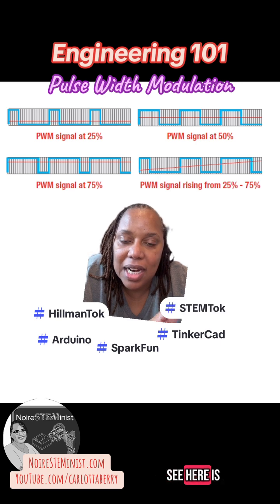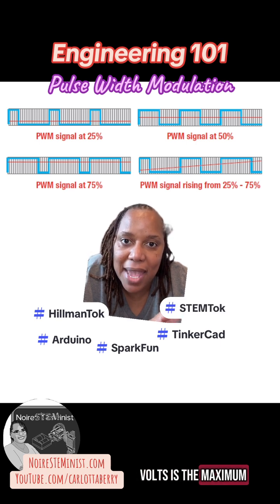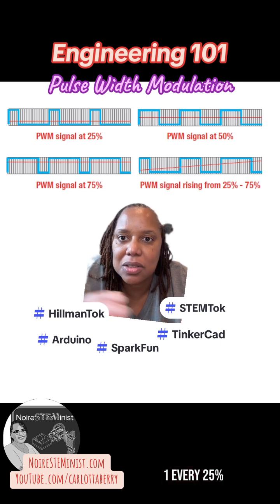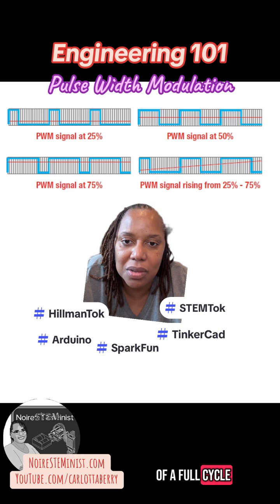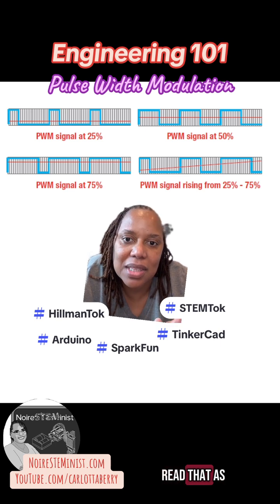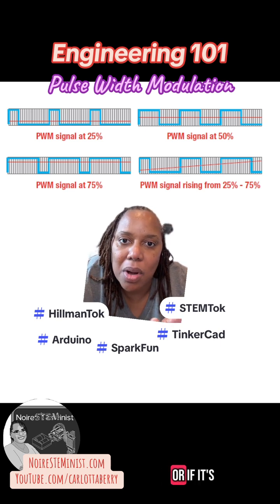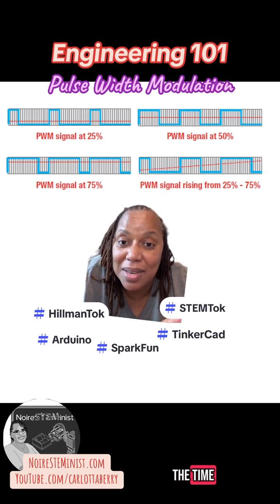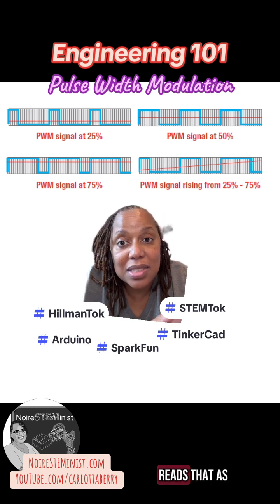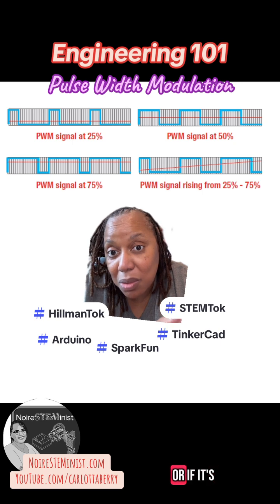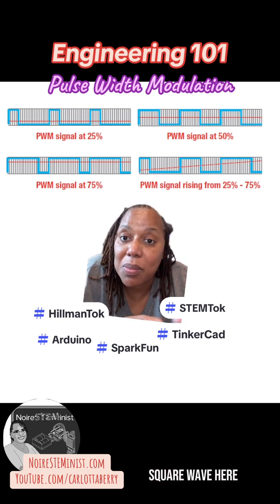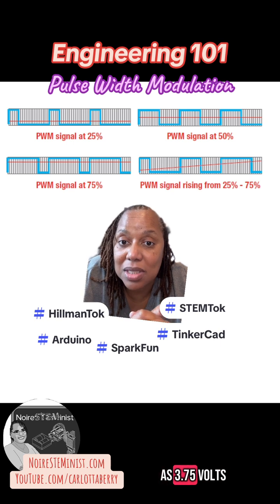So what you'll see here is that if 5 volts is the maximum, and it's only sending out a 1 every 25% of a full cycle, then it may read that as 1 volt. Or if it's at 50%, so it's sending out a 1 half the time, then your device reads that as 2.5 volts. Or if it's sending out ones 3/4 of the time, like in the square wave here, it'll see that as 3.75 volts.